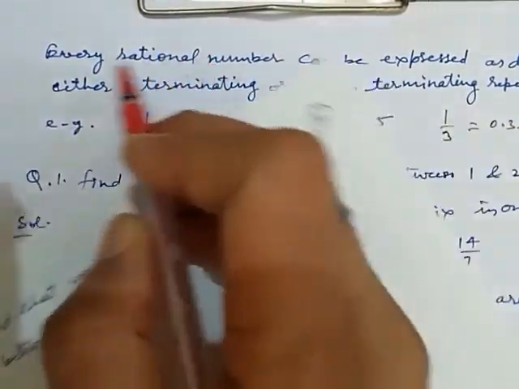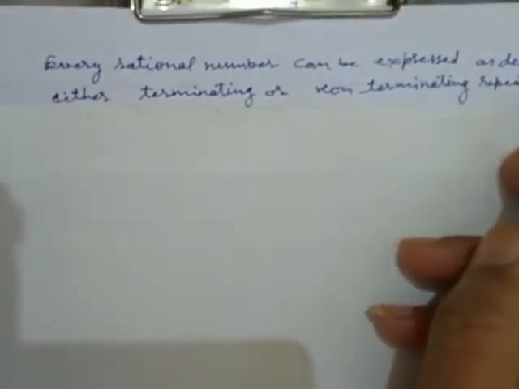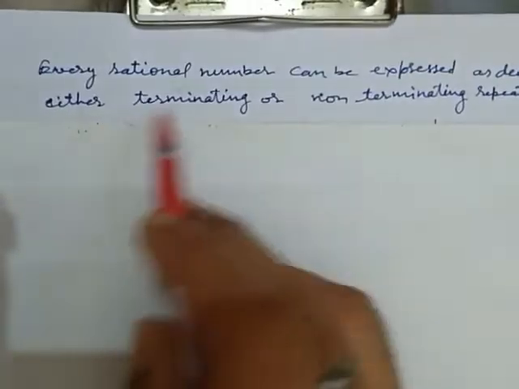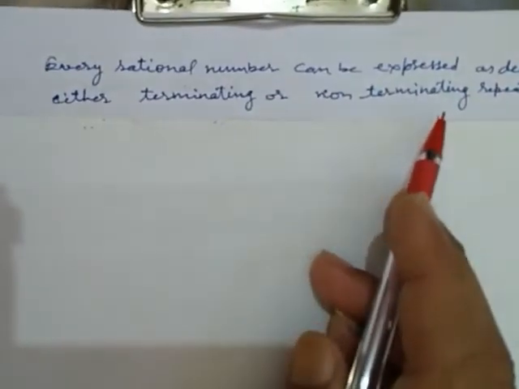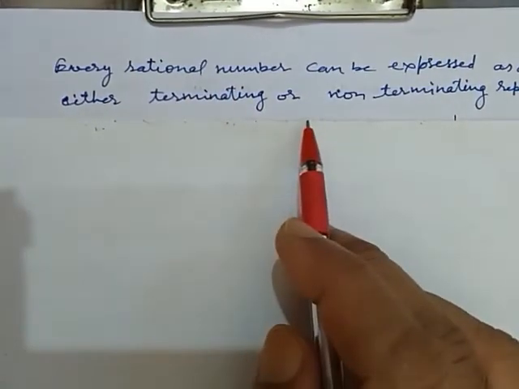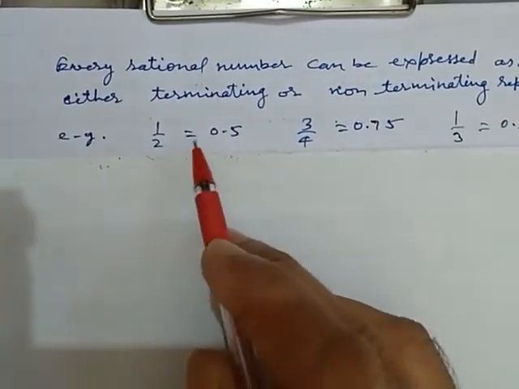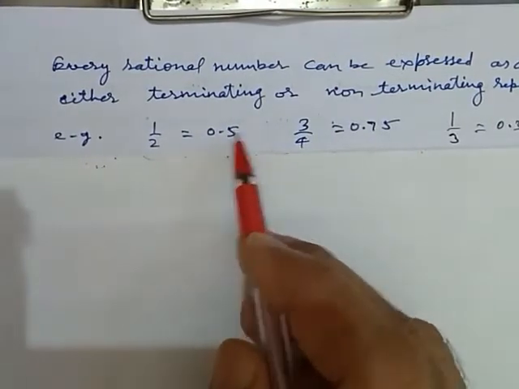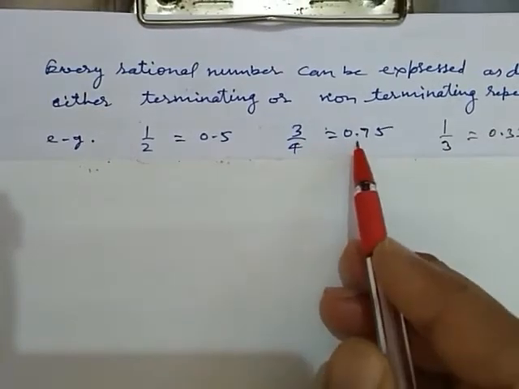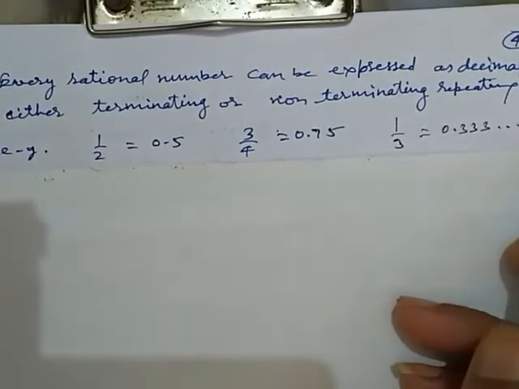Every rational number can be expressed as a decimal, either terminating or non-terminating. Remember this, because a rational number can also be written as a decimal number. Here we take some examples. 1 by 2 means 0.5; when we divide 1 by 2, we get 0.5. 3 by 4 means 0.75. 1 by 3 means 0.333, an endless string.